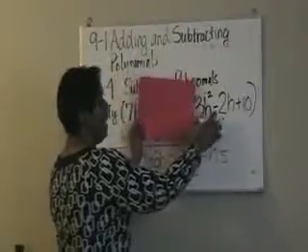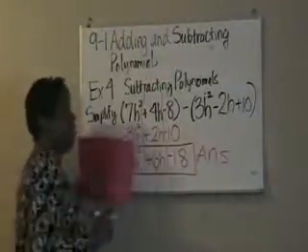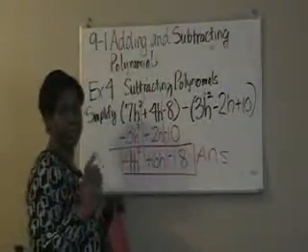It becomes a negative, and a positive becomes a negative. And then line it up, and you can just go back to adding polynomials.